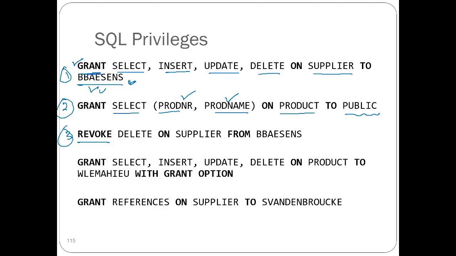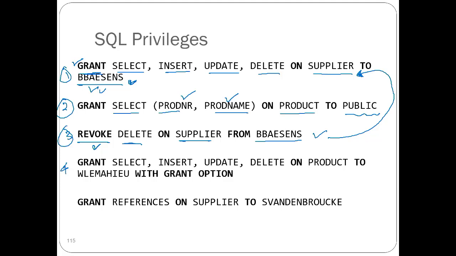Let's look at the third statement. You are revoking the delete on supplier from Basils, right? So this is connected with the first statement. In the first statement, you gave select, insert, update, delete on supplier to this user. But in the third statement, you are revoking the delete privilege that you had earlier granted in statement number 1.